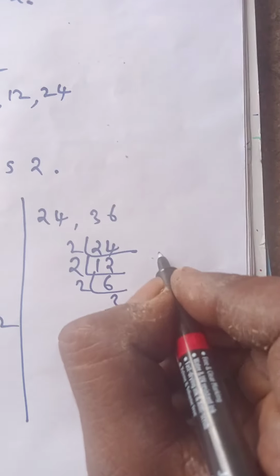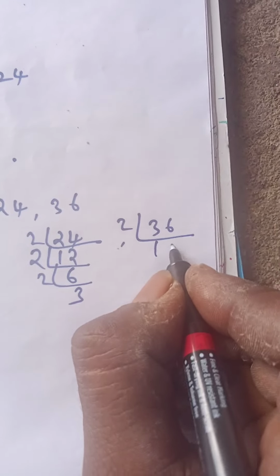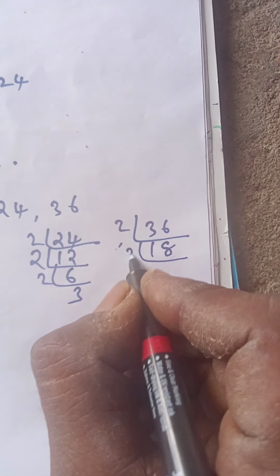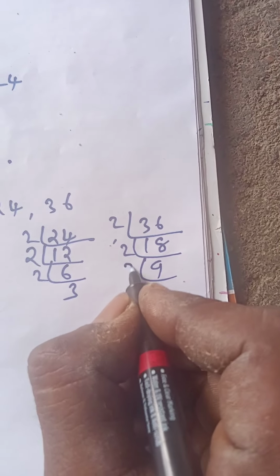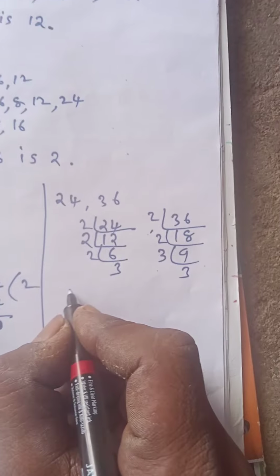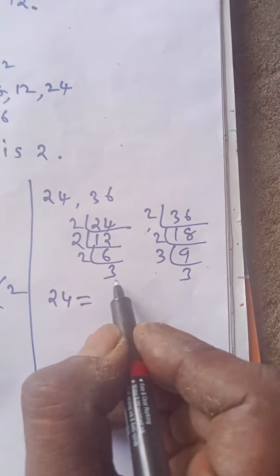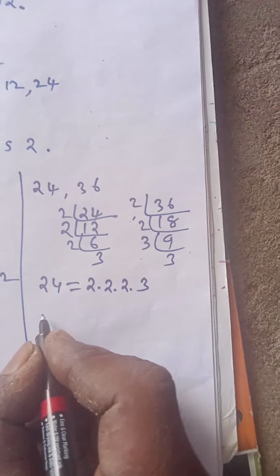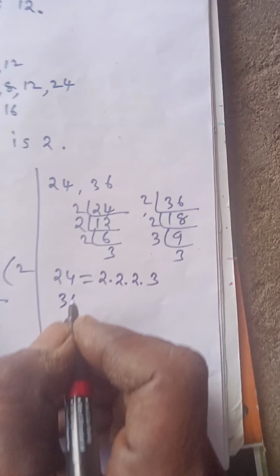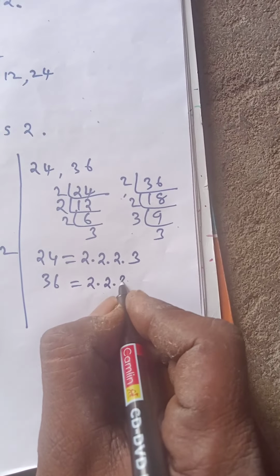So now go to the other number, 36. Try to write all its prime factors. 2 18s are 36, and it is divisible again by 2: 2 9s are 18. Then it is not divisible by 2, so go to the next prime number: 3 3s are 9, 3 1s are 3. So we can express the first number 24 as a product of prime factors: 2 into 2 into 2 into 3. And for the second number, its prime factors are 2 into 2 into 3 into 3.